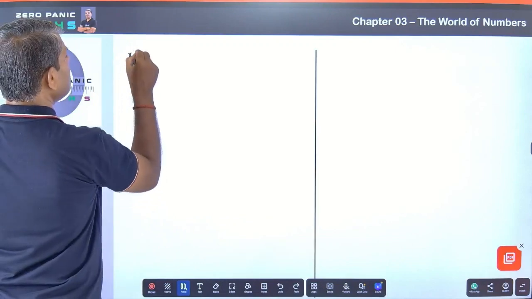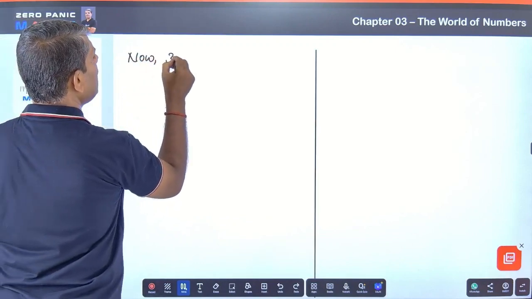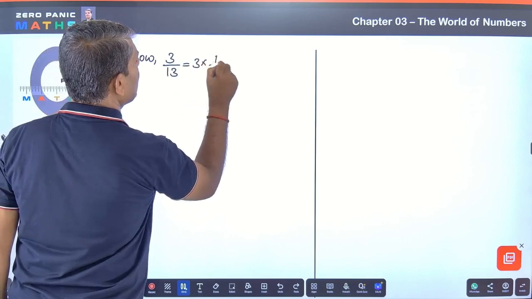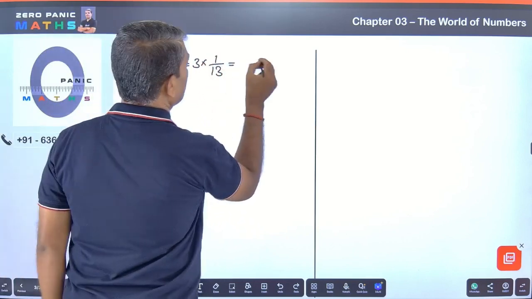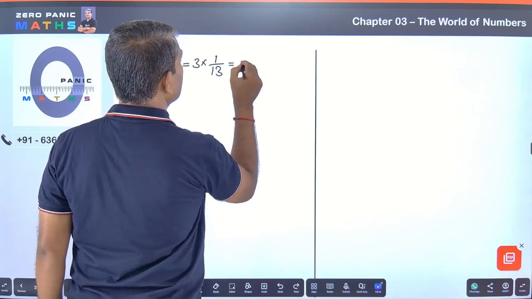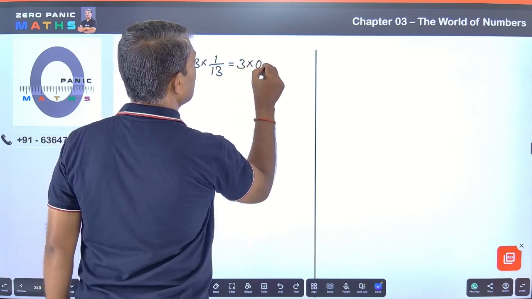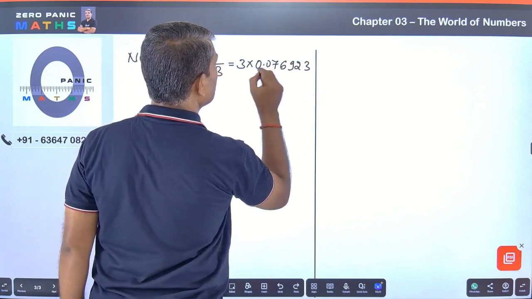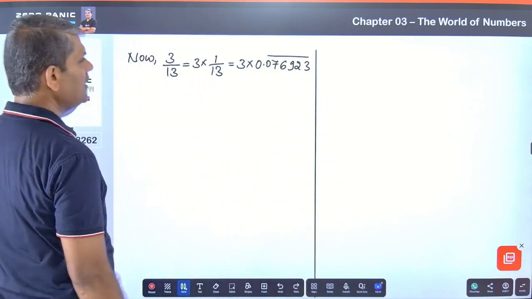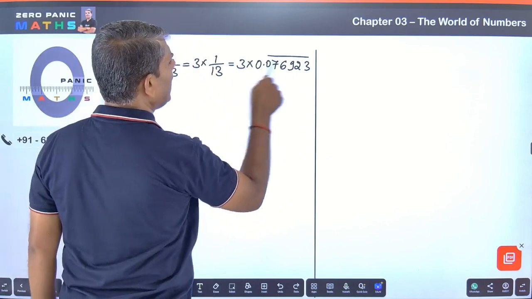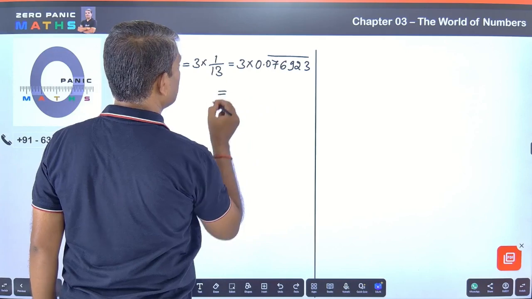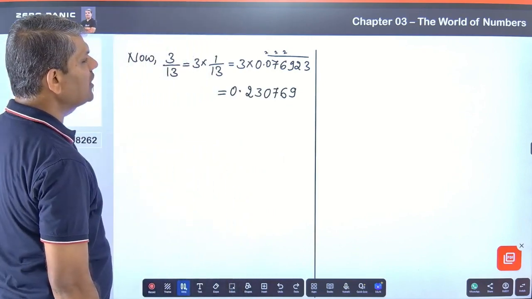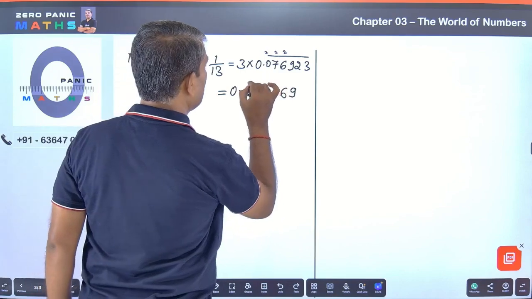Now let me write what is 3 by 13. 3 by 13 is 3 multiplied by 1 by 13, and we know the value of 1 by 13 already. So let me write it as 3 multiplied by 0.076923, correct? This is the value we already got as 1 by 13. Now multiply this with 3. So that will give me 3 3s are 9. 0.230769 is the value of this.